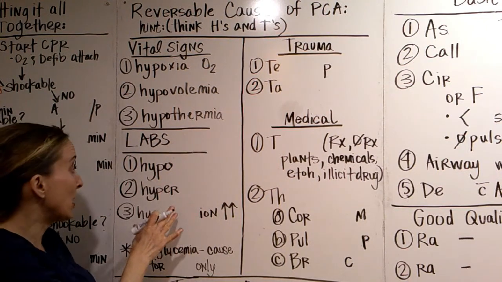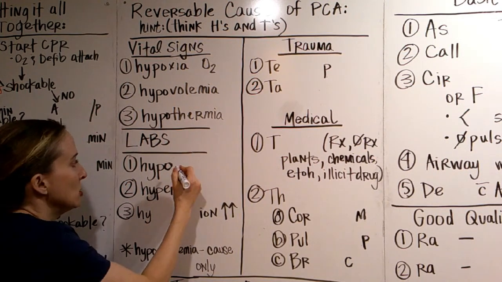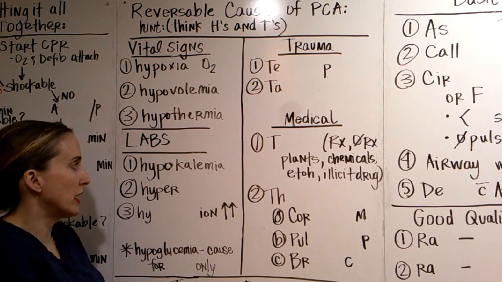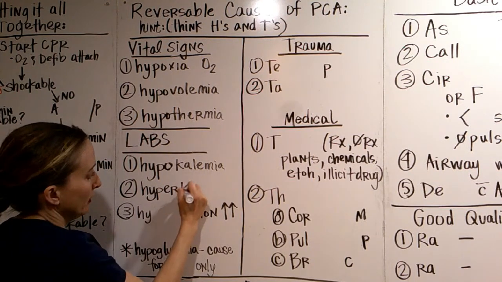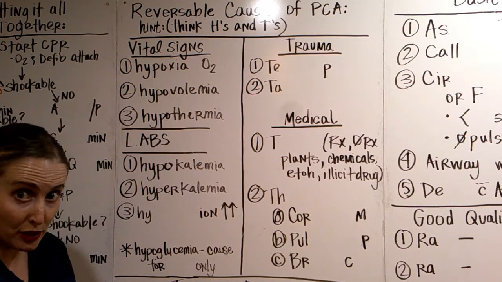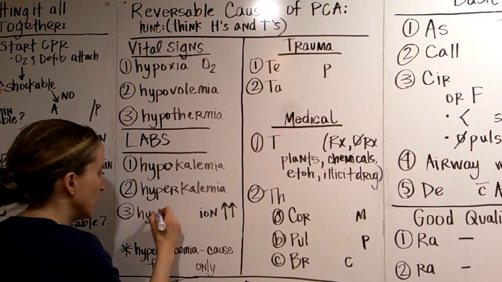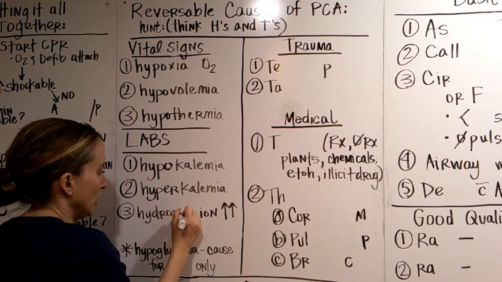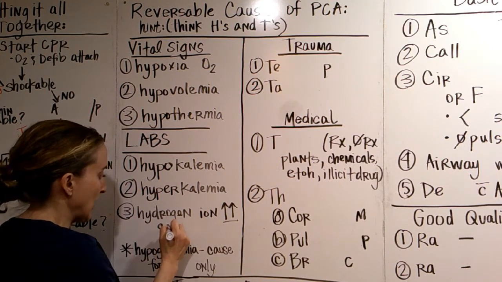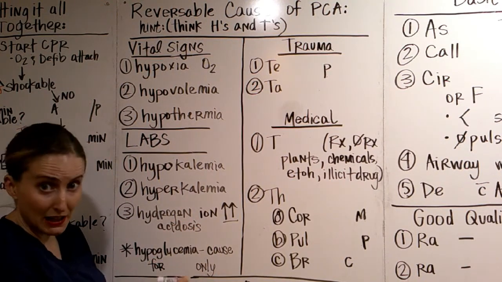Now our laboratory causes have to do with mostly electrolytes, okay? So the one is hypokalemia. That will cause pulseless cardiac arrest. The other is hyperkalemia, okay? And then the other one has to do with the cause or the root cause of respiratory or metabolic acidosis. And that has to do with hydrogen ion excess, otherwise known as acidosis, okay? And then hypoglycemia is one of the causes.